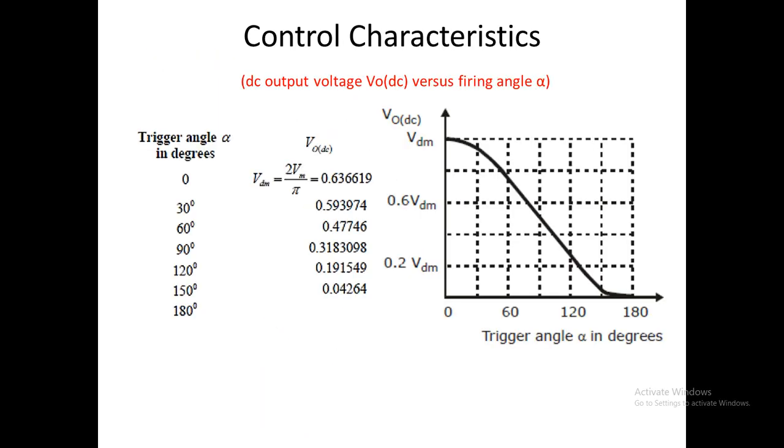Here also we have the control characteristic the same as that of the resistive load. For alpha equal to 0 degrees, we have the maximum voltage of 2 Vm by pi, that is 63.66 percent. For alpha equal to 180 degrees, we have 0 voltage. In between, for different values of firing angle, we get different values of average output voltage. Thank you.